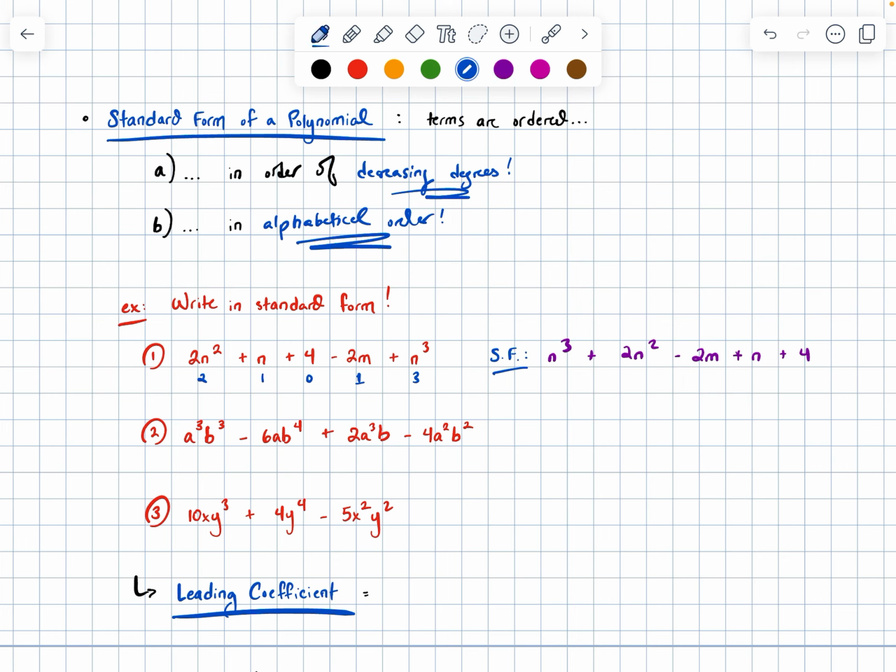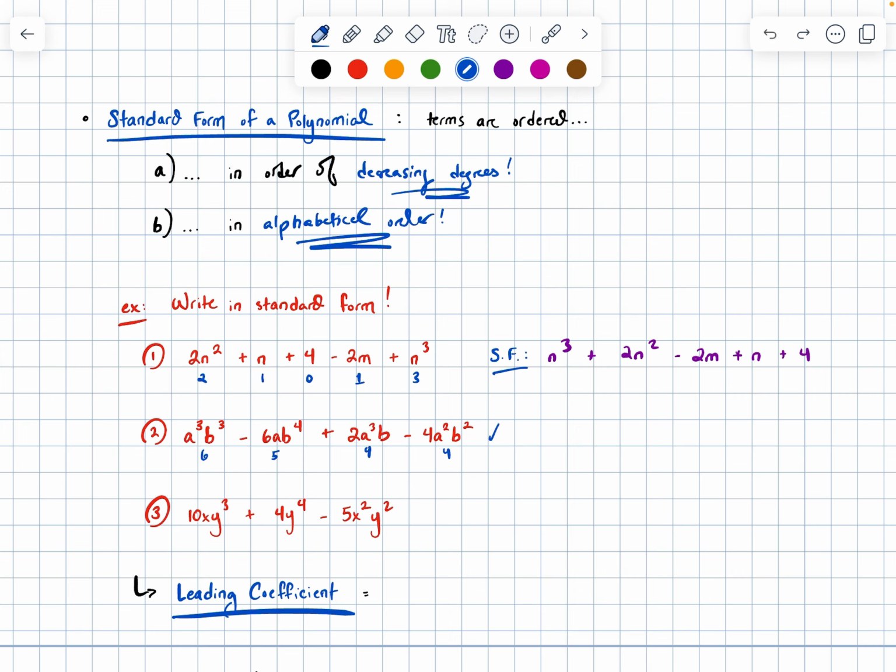For number 2, once again, we did this guy above, so I'll write 6, this guy was 5, this guy was 4, and this guy was 4 as my degrees. As it turns out here, this guy is already in standard form. The 6 is at the front, followed by the 5. And for the two 4s, you'll notice a cubed has a bigger exponent than a squared, so the a cubed term, even though it has the same degree, would come before the a squared term.